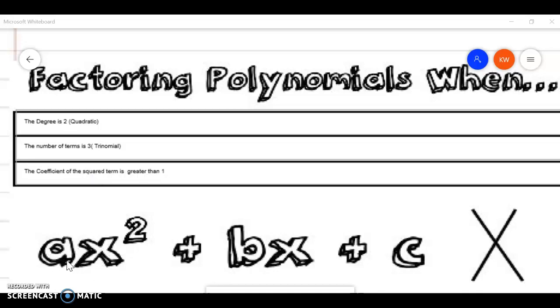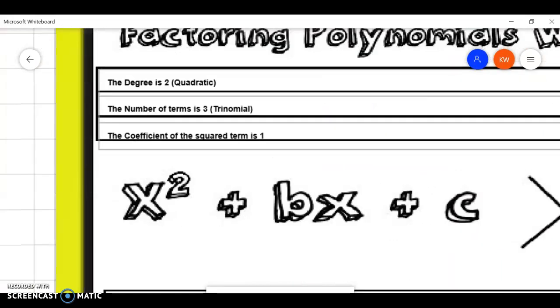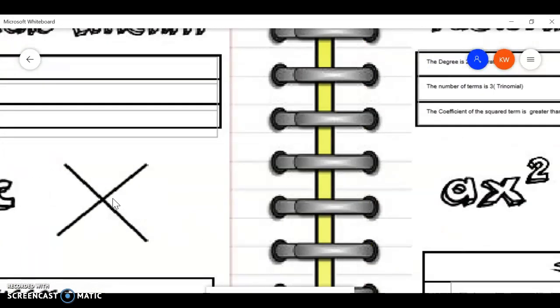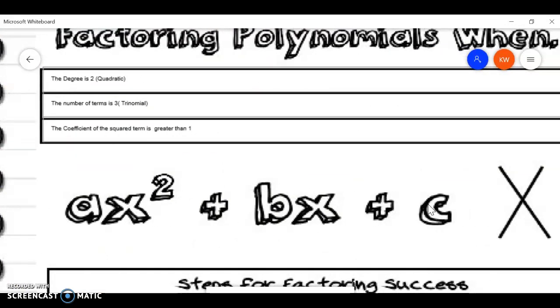So you notice compared to what we had before, it was x squared in the front. This time, though, we have ax squared plus bx plus c. So similar equation, just now we have a coefficient with x squared.